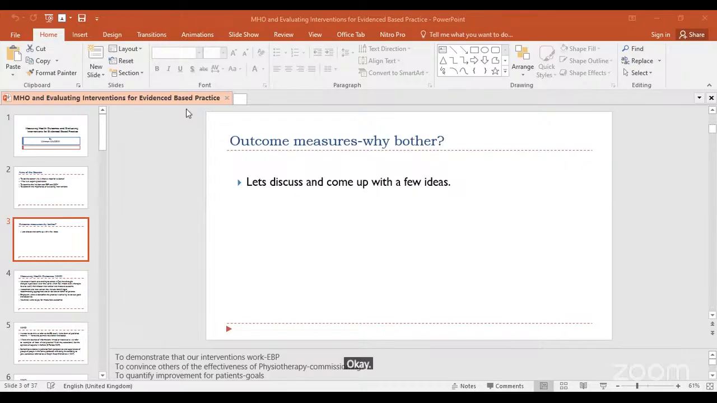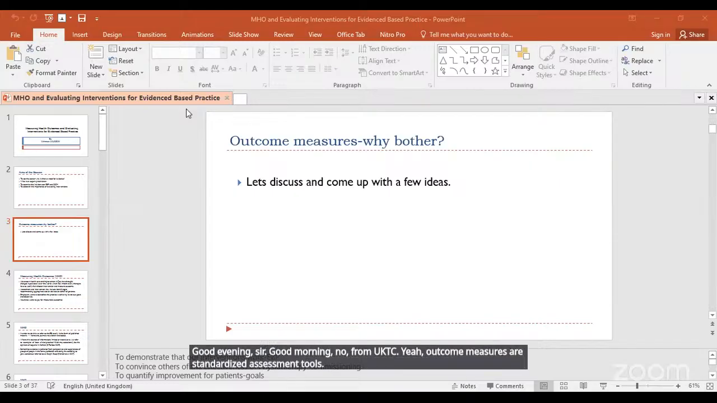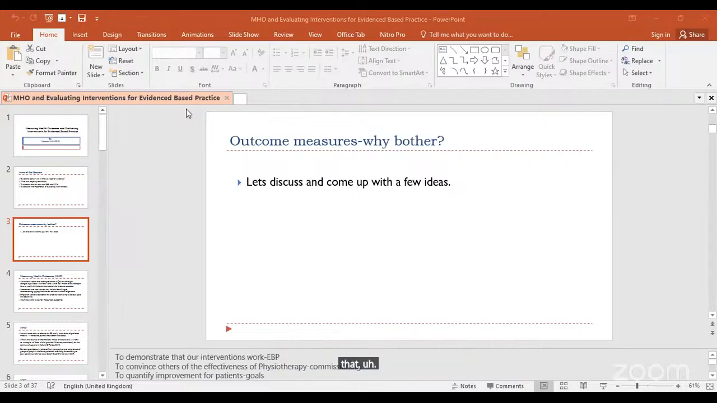Good evening, sir. Good evening, sir. Ogulino from Ikiti. Good evening. Please go ahead. Yeah, outcome measures are standardized assessment tools that are either sensitive to particular conditions or risk factors, and that can be reproducible.